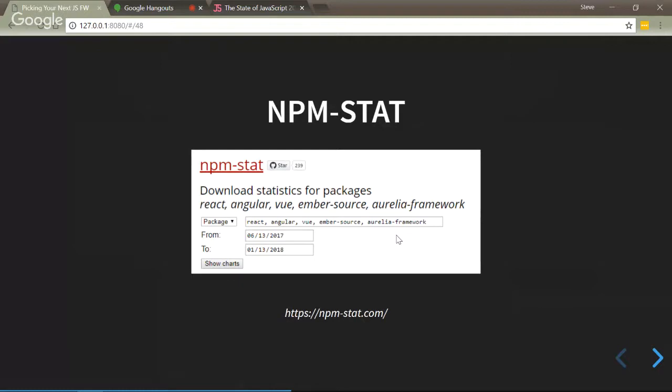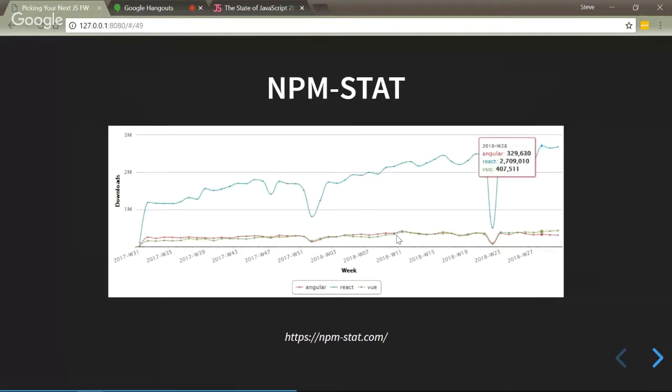NPM stat is a utility you can run yourself. This is nice. So you can pull these types of statistics at any time. So for the last year, here were download statistics from NPM: React, Angular, and Vue. Interesting that Vue downloads are showing comparable with Angular.